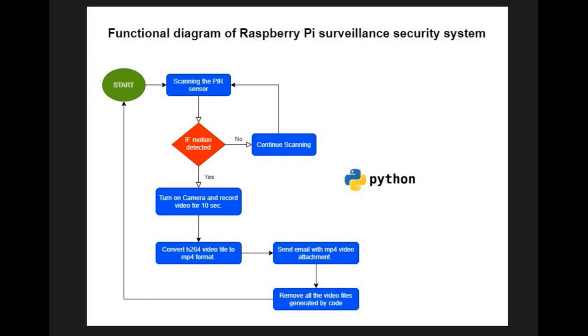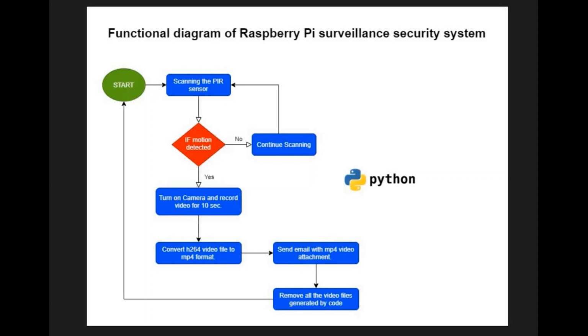Once the recording has been done, it will convert the video file format to MP4 because the camera of the Raspberry Pi creates the video in H.264 RAW format. Before we send this video file over the email as an attachment, we have to convert this into MP4. Once the format has been converted to MP4, then we will send out an email with this MP4 video file as an attachment to the specified email address.